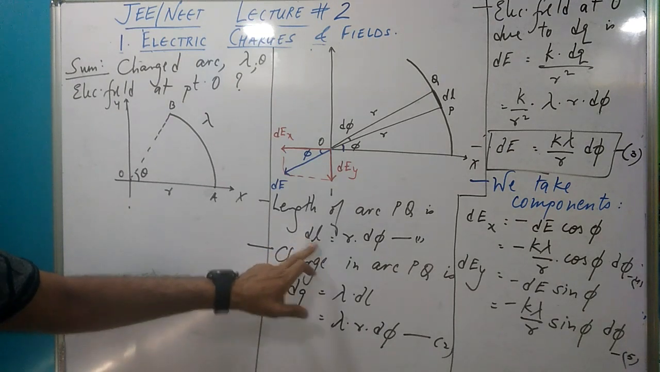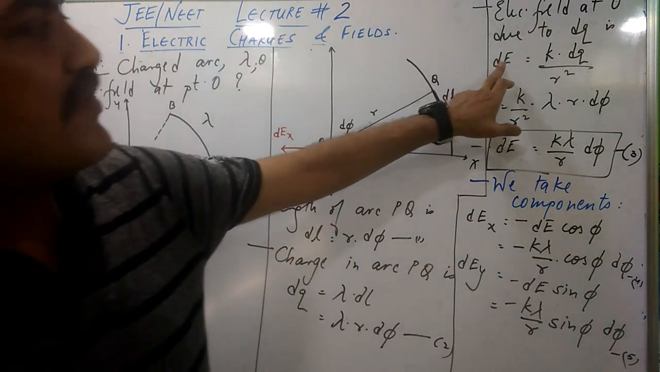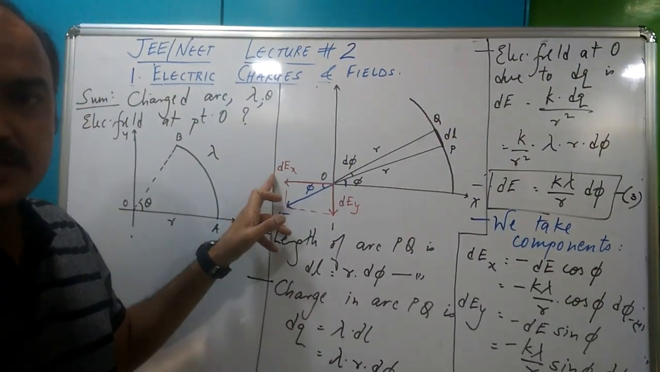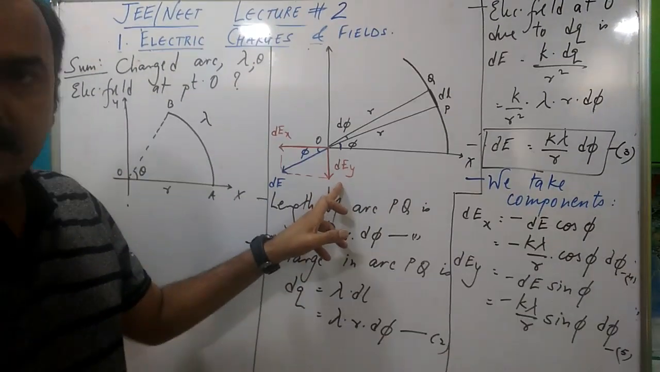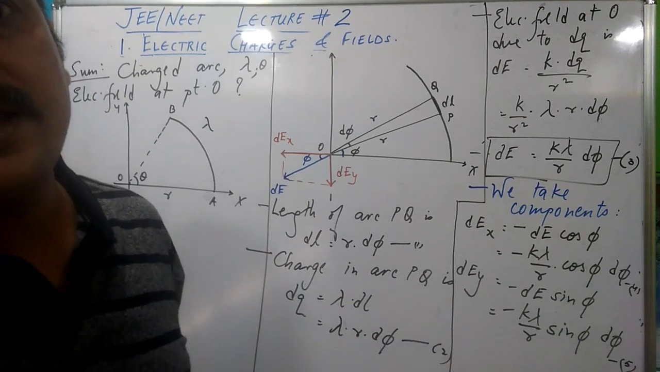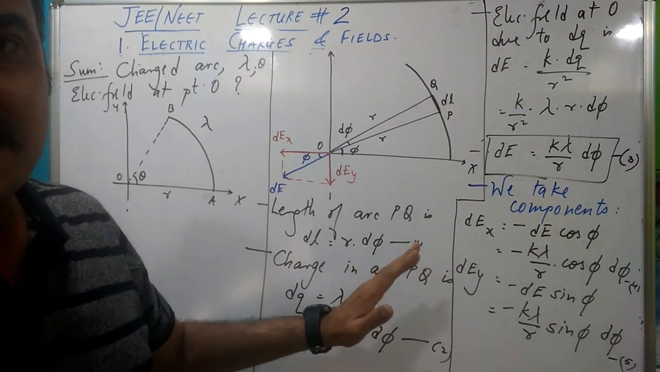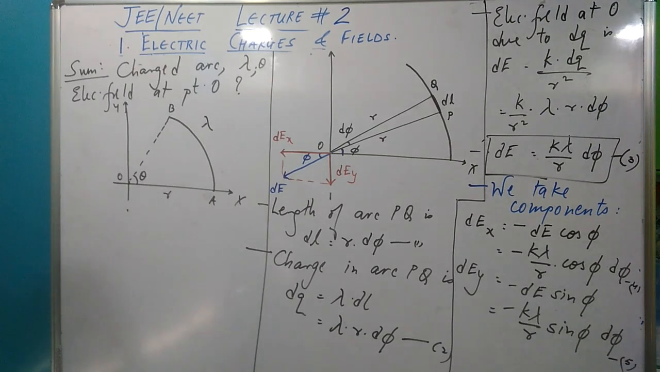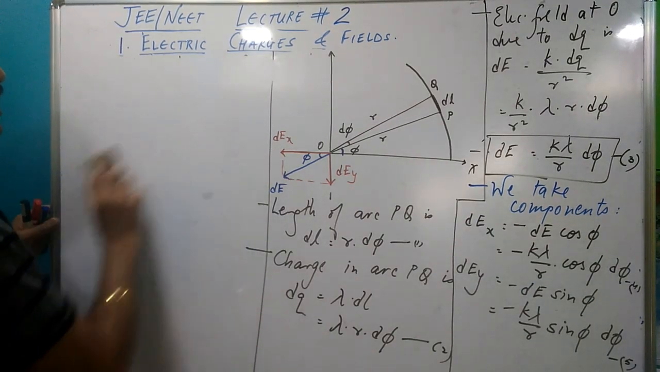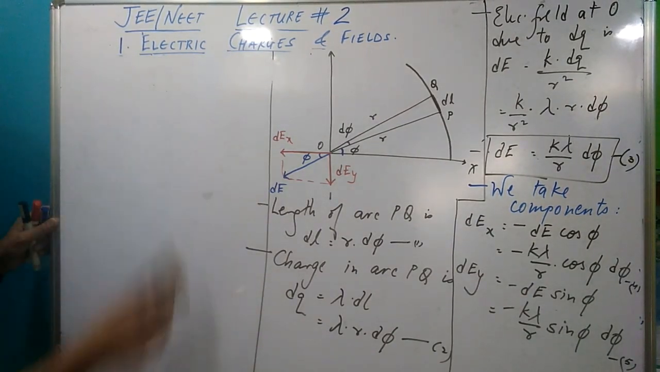First we found dl, then we found dq, then we found dE, which was k dq by r square, and this dE had two components, dEx and dEy, and we found the values of both dEx and dEy. Utilizing that, now I'm going to integrate. I'm going to have to rub the board. You might as well have a look at it for 5 seconds. So I'm going to integrate, and before integrating, I need to tell you the integral formulae of these.